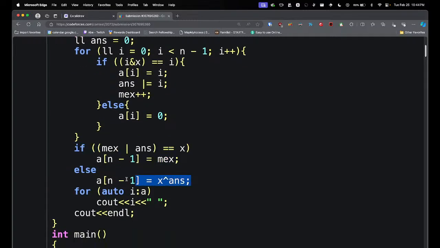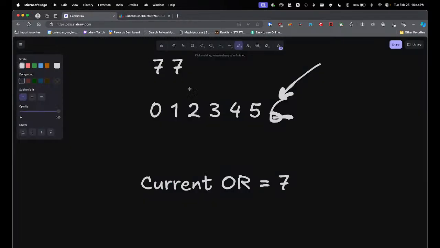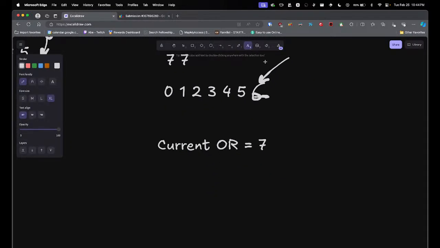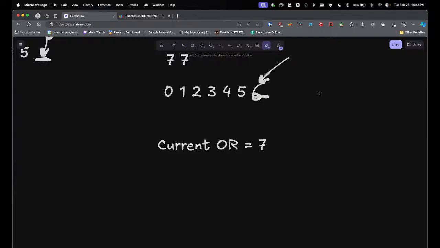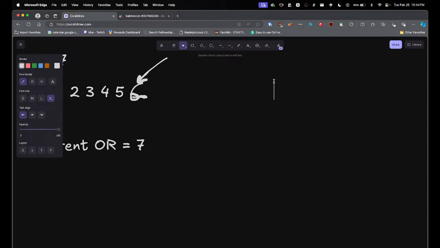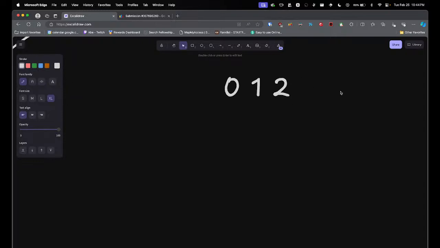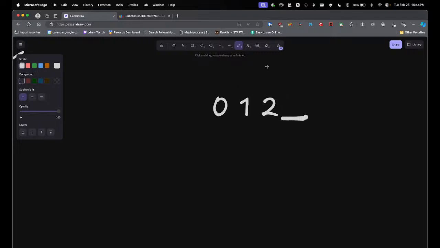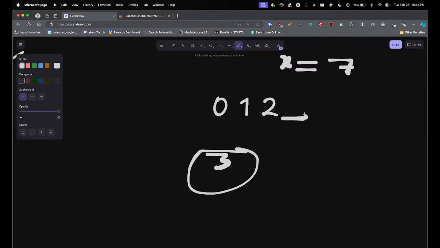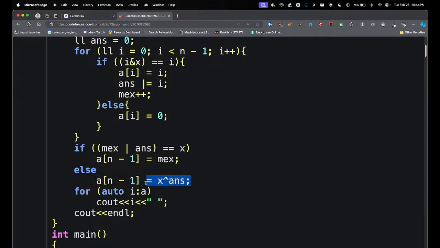This is the last case where, for example, I have 0, 1, 2, and now I need to make this x equal to 7. My current OR is 3. So what do I require here? I require a 4 here. So what is that? 3 XOR 7. That is why it's a XOR.